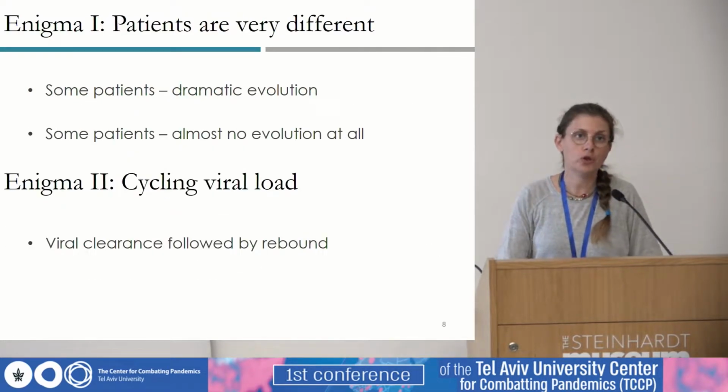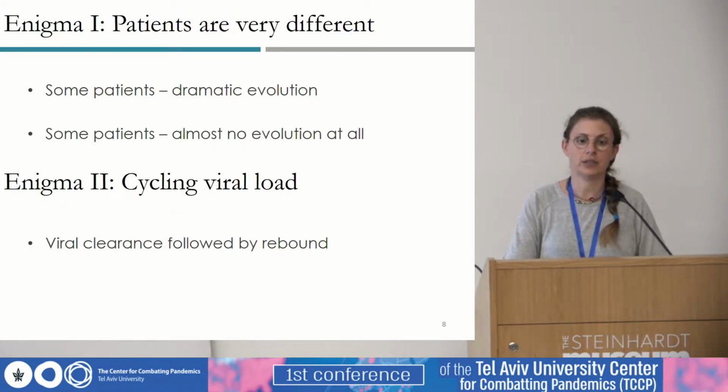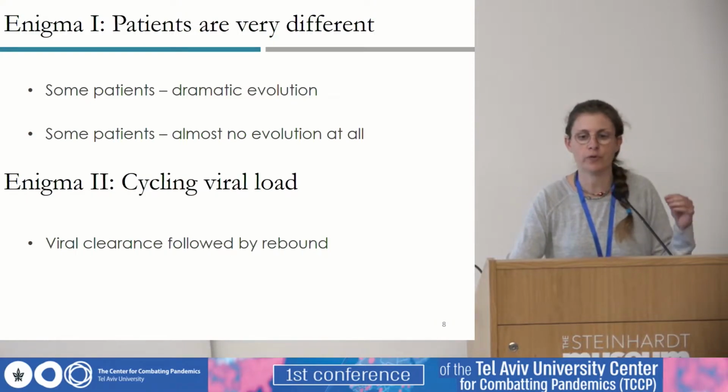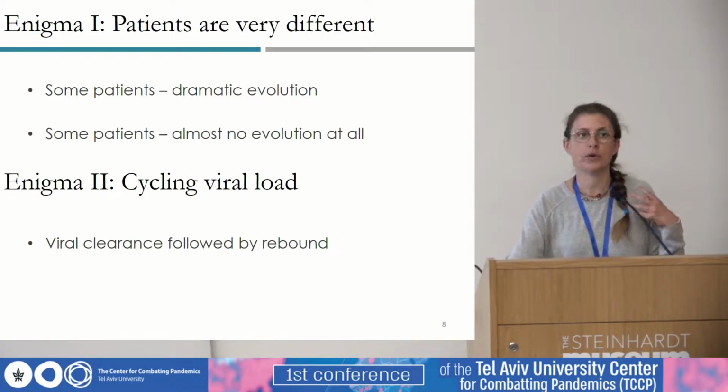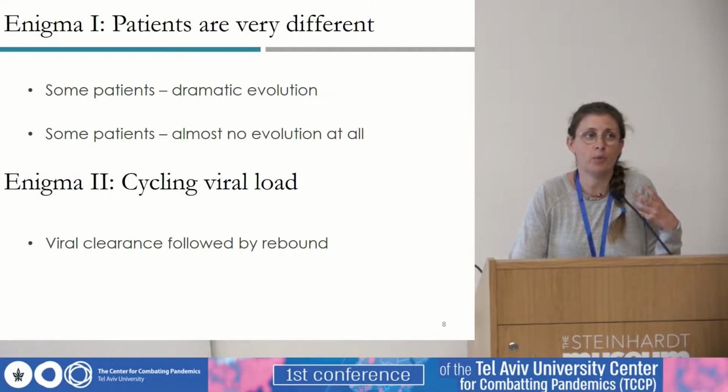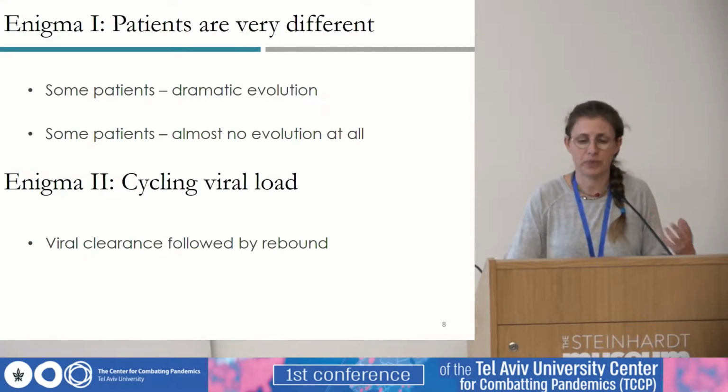And I'd like to share with you two enigmas that we studied in this context. The first enigma is that these chronically infected patients are actually very, very different. In some patients, we see very dramatic evolution. In some patients, we actually see almost no evolution at all. So the virus is almost static for months.